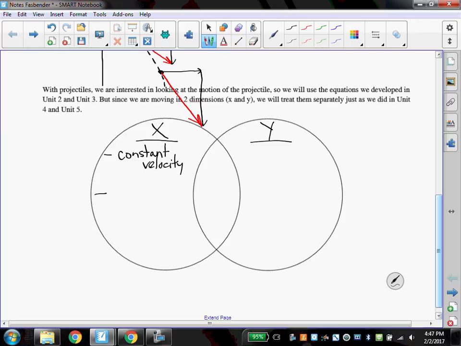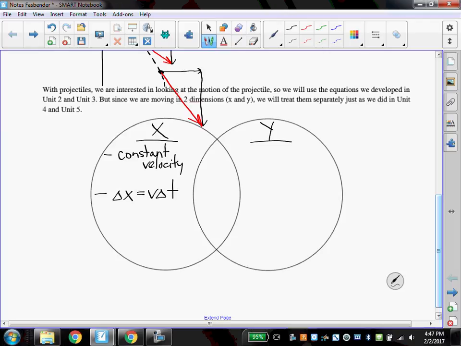If we ever needed to use algebra to solve a problem, we need to use our constant velocity equation for anything that's happening in the x direction. So we would use delta x equals v delta t anytime we had to think about just what was going on in the x direction for a projectile.